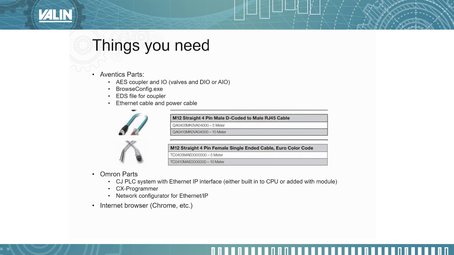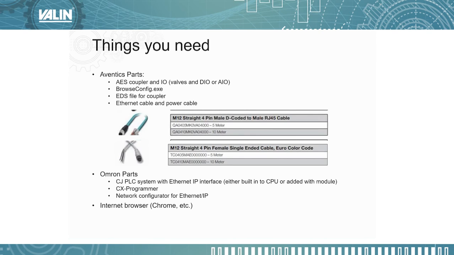There's also an EDS file. The EDS file has configuration information about the hardware that you're connecting to your Ethernet IP network. And then you need an Ethernet cable and a power cable, and I've given two examples of each here on this screen. These are the ones I used, so you can get the part numbers for those straight ones. There's also right-angled ones and different configurations where you can have flying leads instead of a connector and so on.